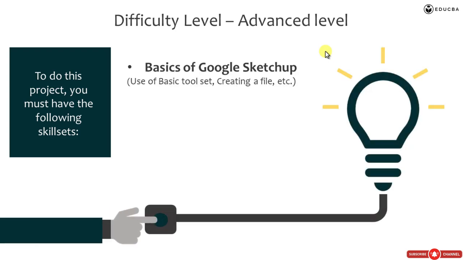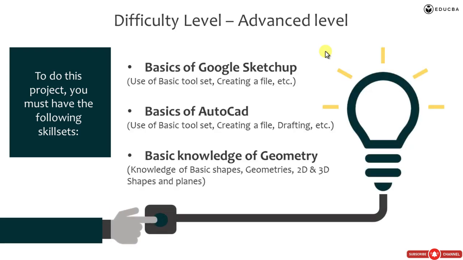Proceeding, now we will try to understand what are the skill sets that you require to possess in order to go through this whole course. First thing is, you require to know the basics of Google SketchUp. You need to know the basic tool set, how to create a file, save a file, and so on. Secondly, you need to know the basics of AutoCAD. In the previous session, we learned how to use the basic AutoCAD and create a three-dimensional plan out of the 2D model that we have.